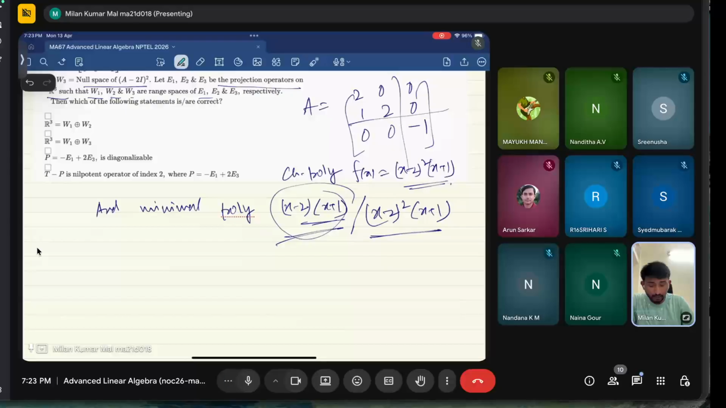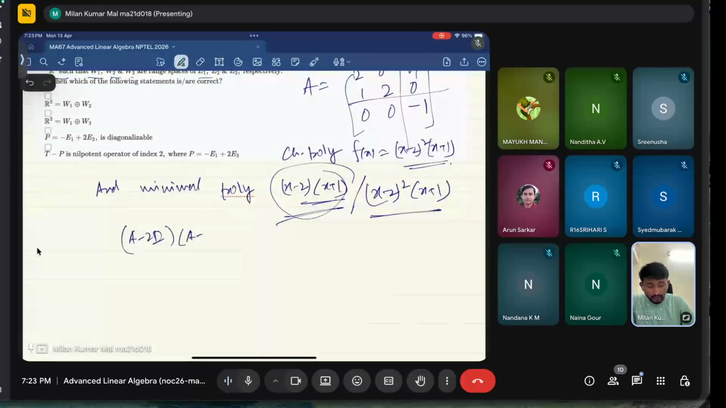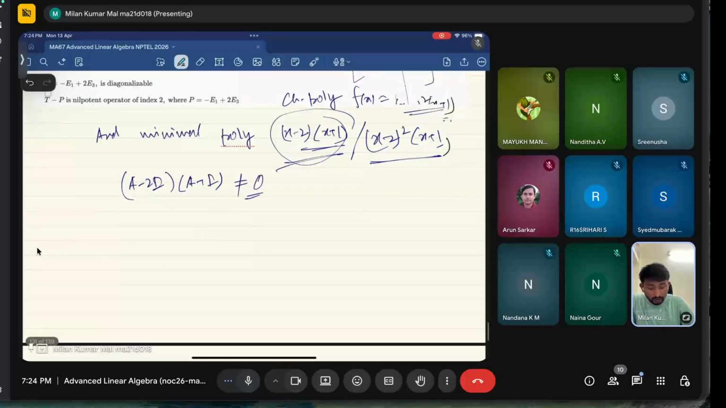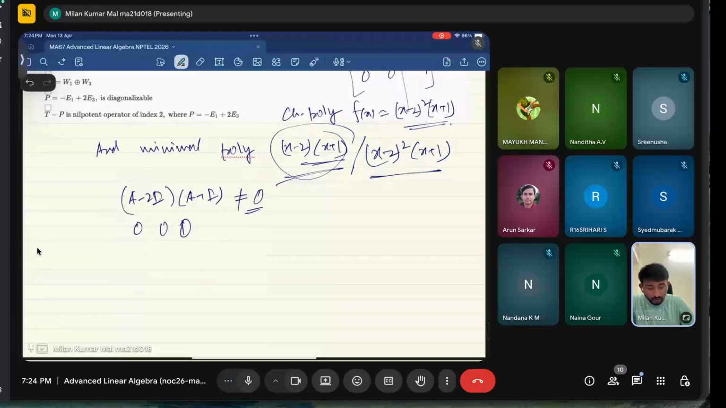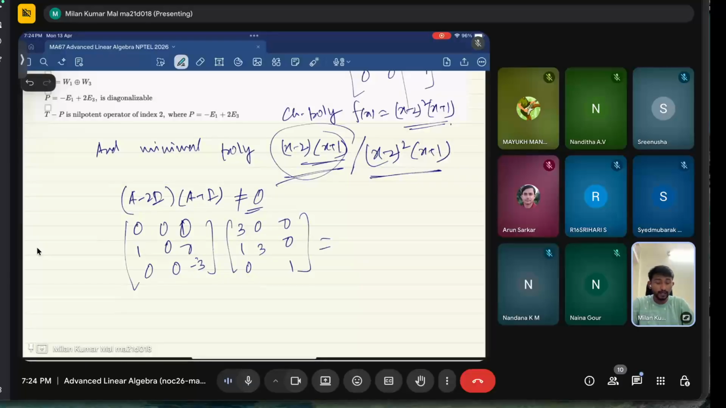One is that you can check that (A minus 2I) times (A plus I) will not be equal to 0. Why? A minus 2I will be 0 0 1, 0 0 0, 1 0 0 minus 1. And A plus I will be 2 0 0 1 2 0 and 0, sorry, this is plus, right? So this will be like 2, 3, 1. Here we also change, I'm subtracting 2, that will be minus 3. So this is A minus 2I and A plus I.